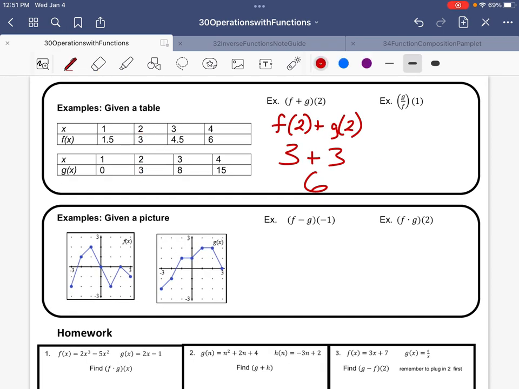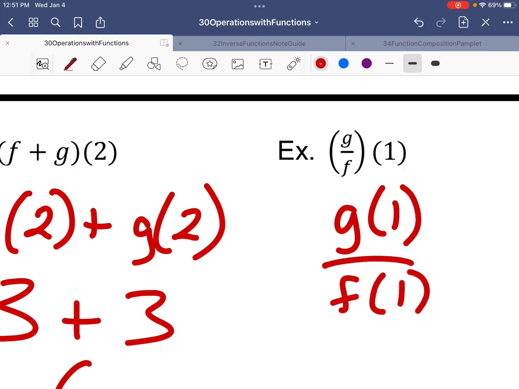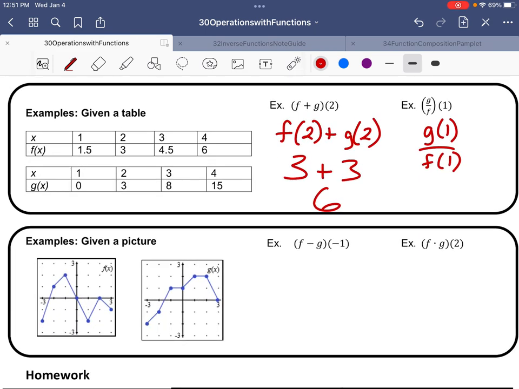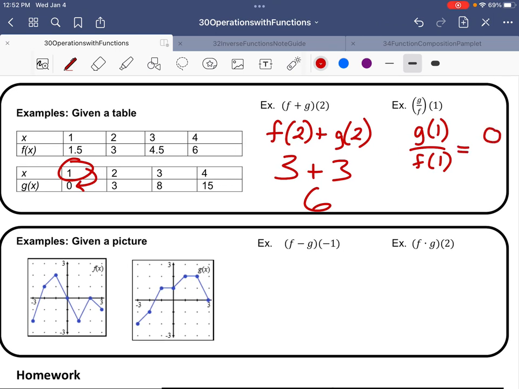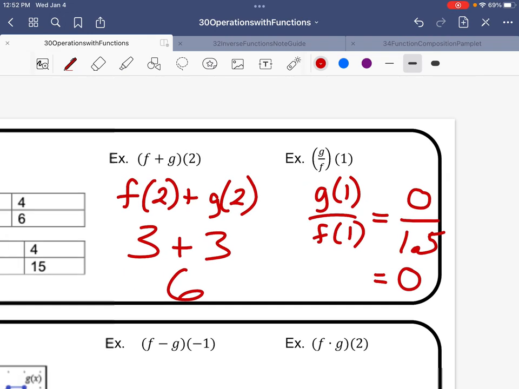You want to try it for the second one? Maybe rewrite the problem. You can rewrite it as g of 1 divided by f of 1. Plug in 1, and you get 0. Plug in 1, and you get 1.5. Turns out, though, that 0 over 1.5 is just going to be 0 anyway. It is defined. You are allowed to have 0 divided by something. It's just going to come out to be 0.